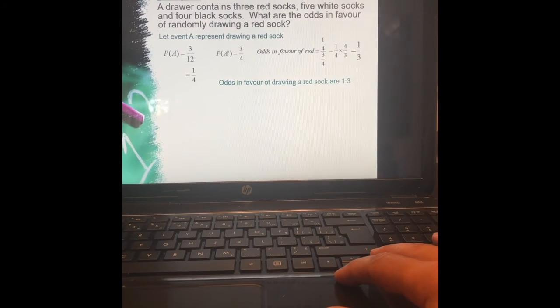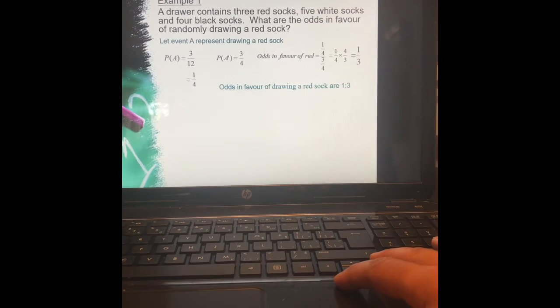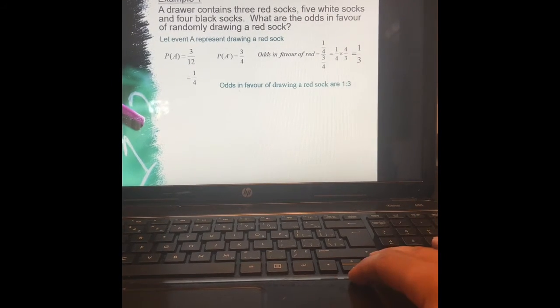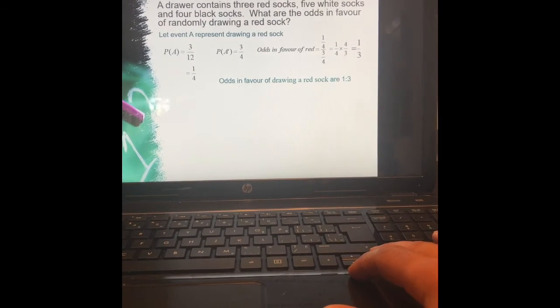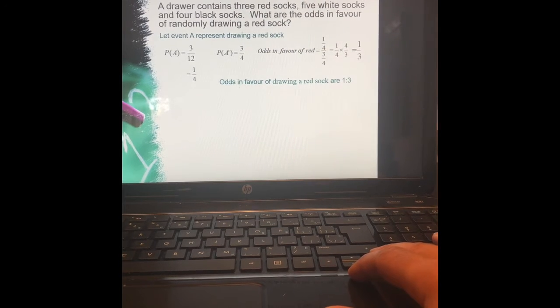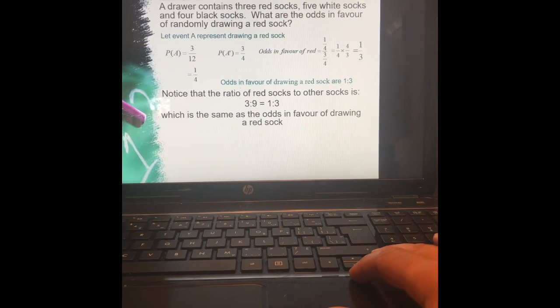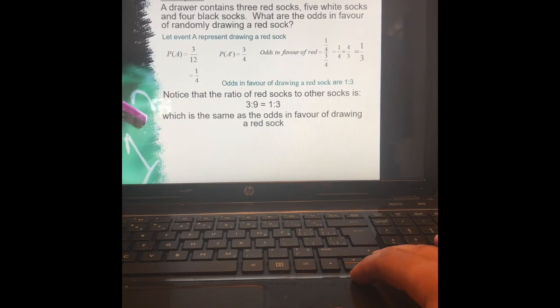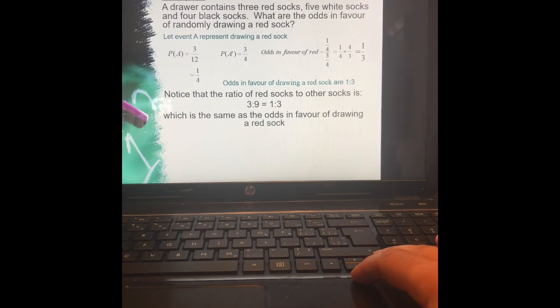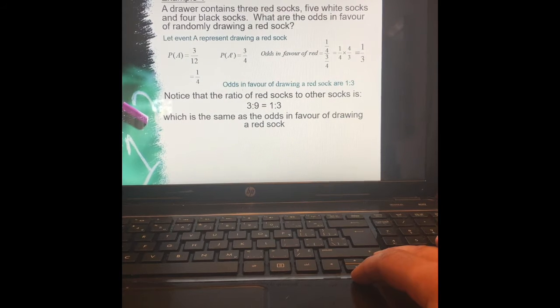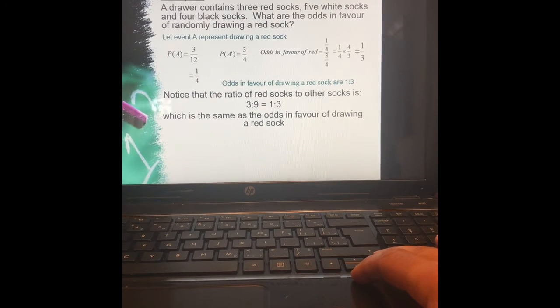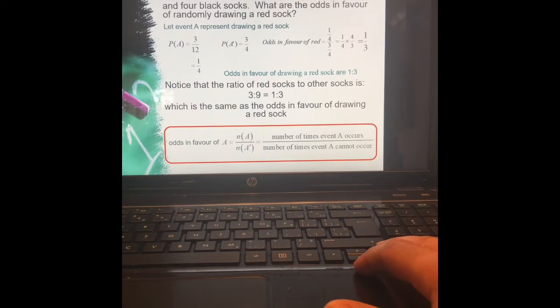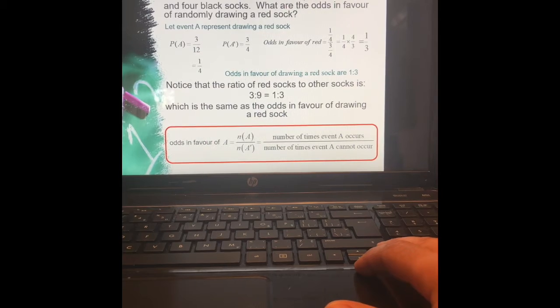Now what I said earlier is 3 to 9. 3 red socks to 9 not red socks. Lowest terms, 3 to 9 is 1 to 3, so it's the same answer. So you can use probability, P of A and P of not A, or you can use N of A and N of not A. So the ratio of red socks to the other socks is 3 to 9, which is the exact same as 1 to 3 in lowest terms. So, as I said, N of A and N of not A also works.